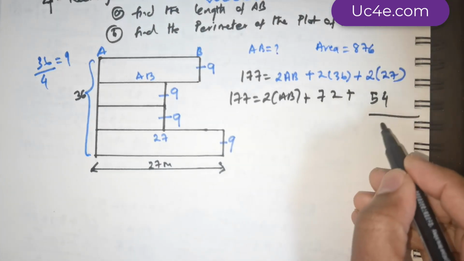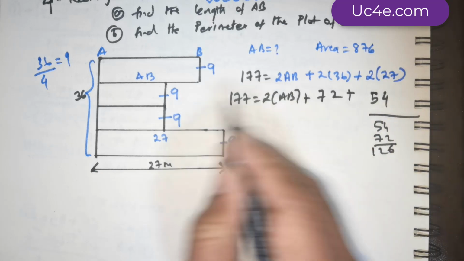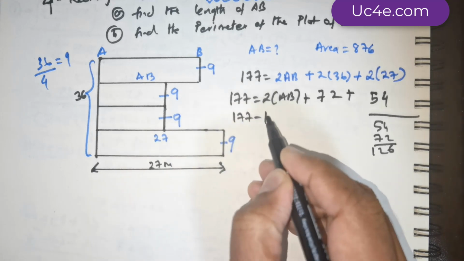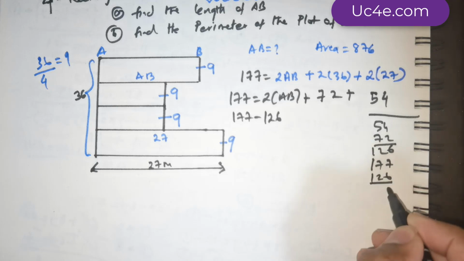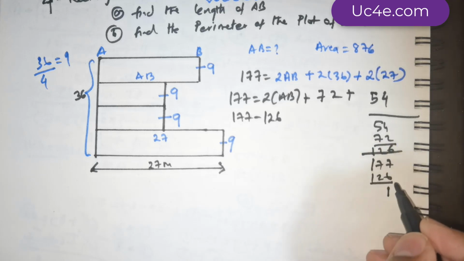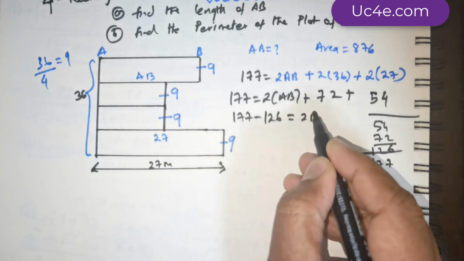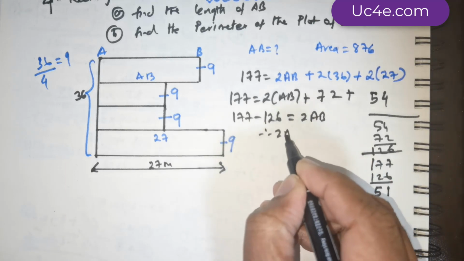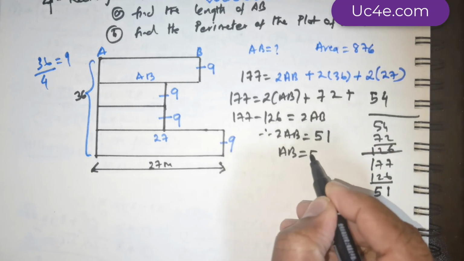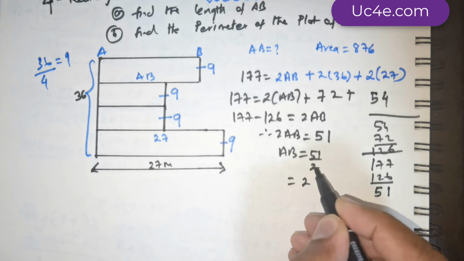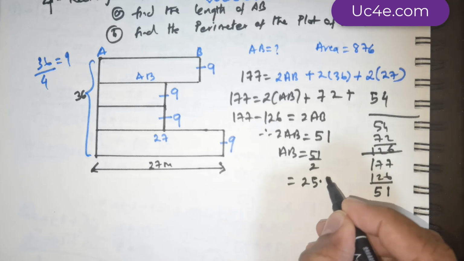So what I'm going to do is add 54 with 72, that's going to be 126, and I'm going to move that to the left. So 177 minus 126. Let me subtract 177 minus 126. So this is going to give me 1, and from 7 I take away 2, that is going to give me 5, so 51. So this is 2 times AB. So therefore 2 times AB is equal to 51, and AB is equal to 51 divided by 2, which is nothing but 25.5.